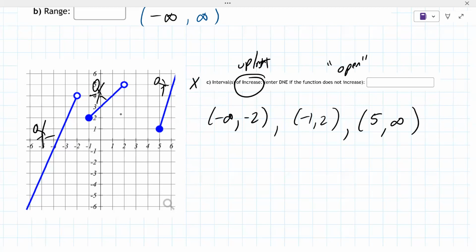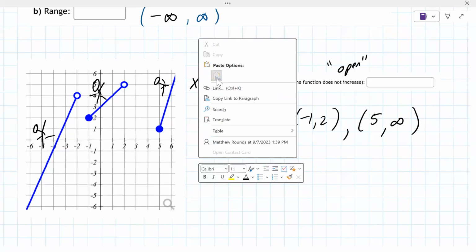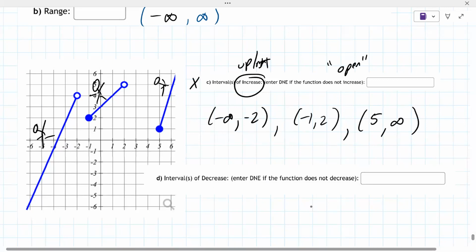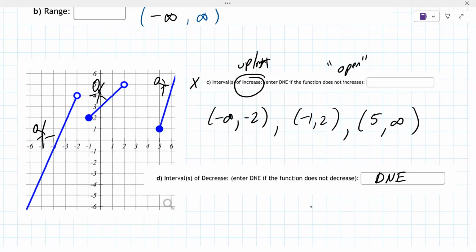All right. Now, is it ever decreasing? Do you ever see it going down to the right? No. It's not a trick question. There's no place where that's happening. So D, this is undefined, does not exist.